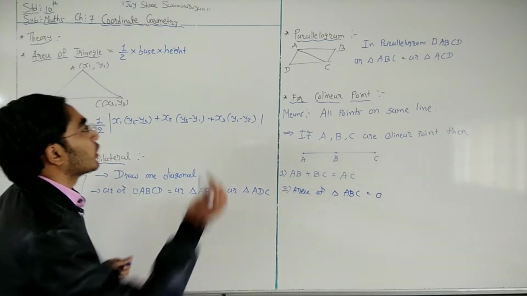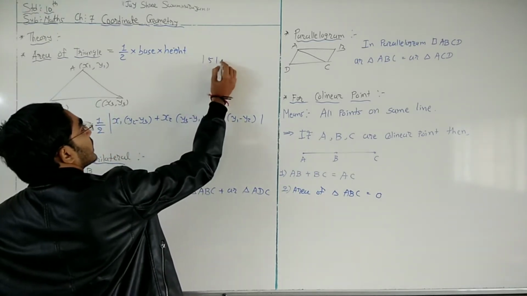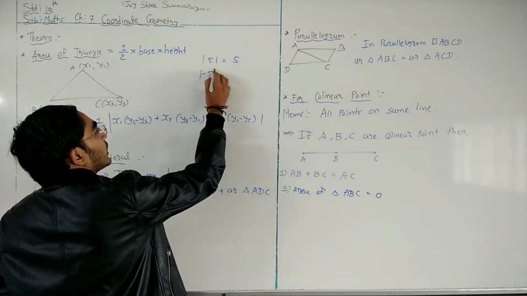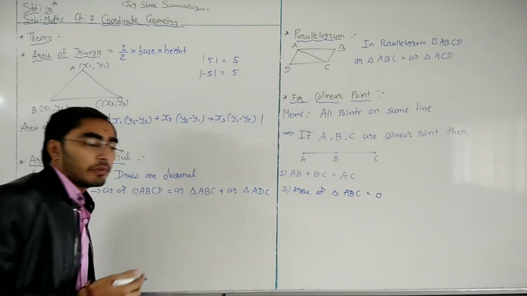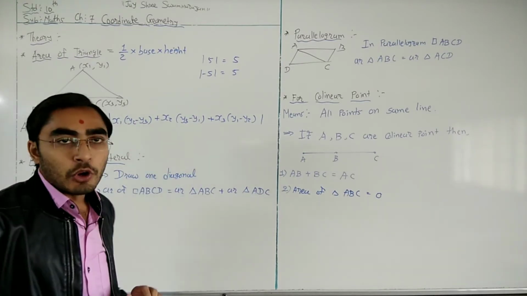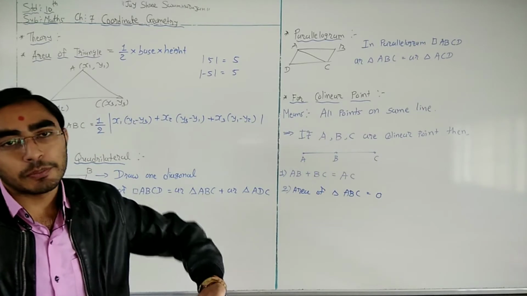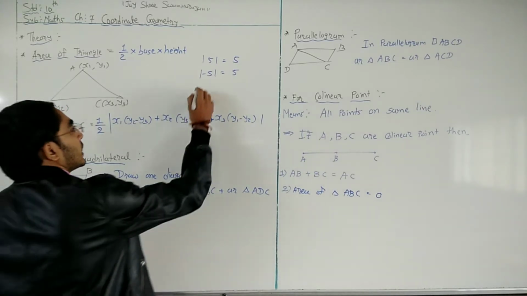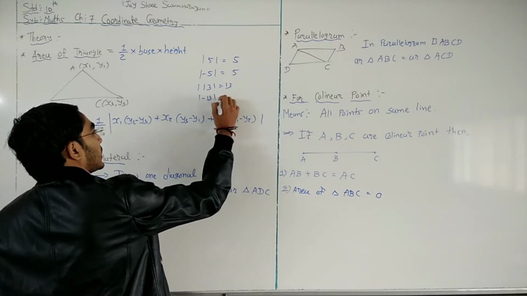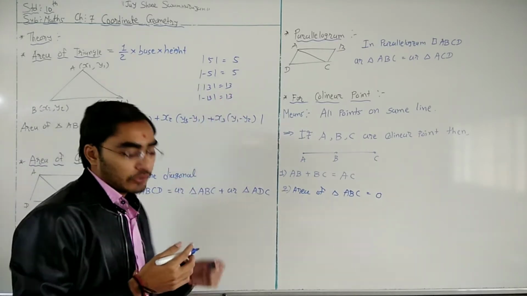Now modulus means what? If you have 5, then your answer becomes 5. But if you have negative 5, then you get the positive answer 5. So in modulus, the negative sign becomes a positive sign. Same thing: if you have 13, you get 13, but if you have negative 13, you get the positive answer.